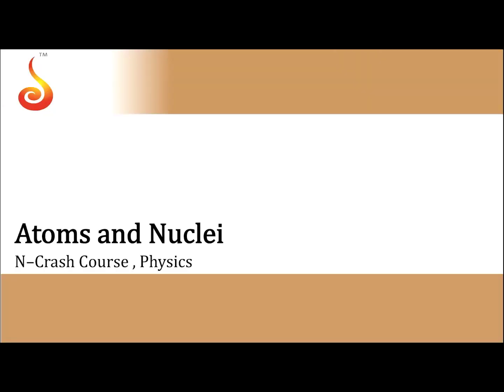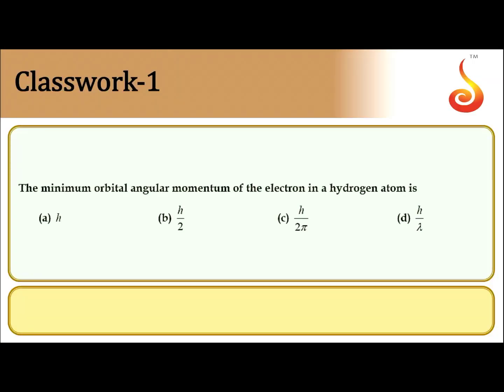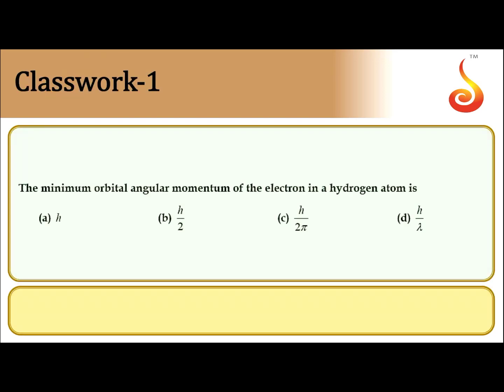Some problems on atoms and nuclei. Example 1. The minimum orbital angular momentum of the electron in a hydrogen atom is. Angular momentum is given by nh by 2 pi. N is equal to 1 gives you minimum value. So, L minimum is equal to h by 2 pi. C is the correct choice.